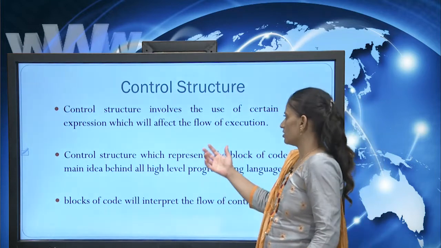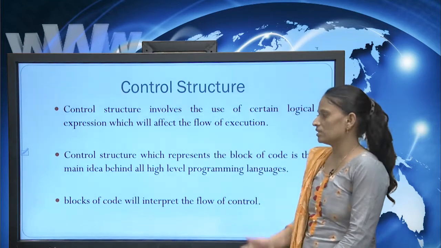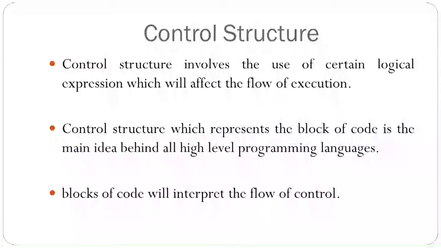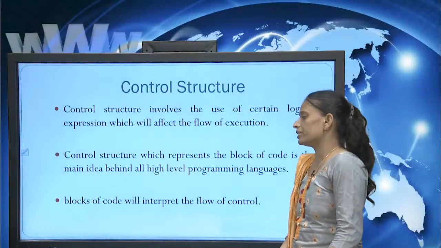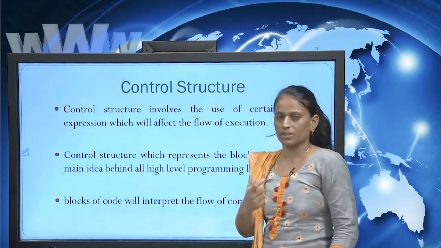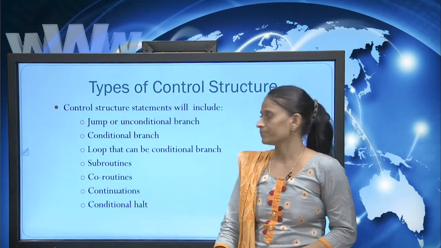Control structures involve the use of certain logical expressions which will affect the flow of execution. Here, on the basis of that logical expression, the flow of the program will be decided, and on the basis of this logic all the higher level languages are working. So, the blocks of code will interpret the flow of control based on the specific expression.